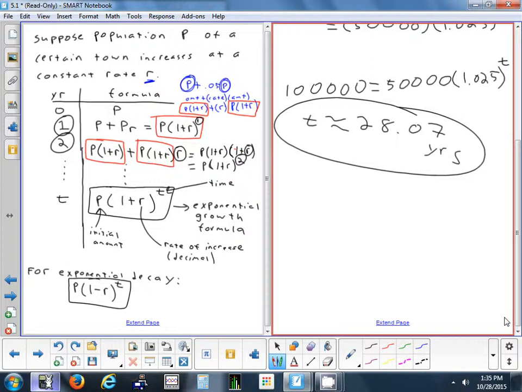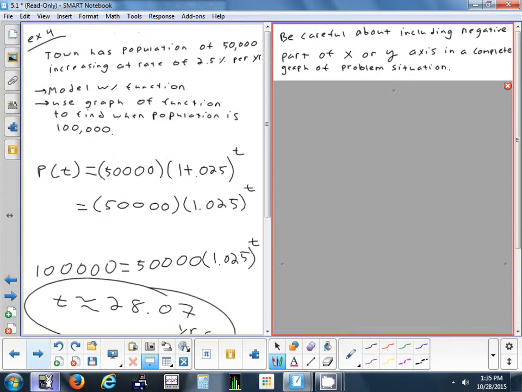All right? So that's our time. Okay, so be careful when you graph, as always. Make sure your x and y axis make sense. Okay, negative people doesn't make sense. Negative years, that doesn't really make sense either.